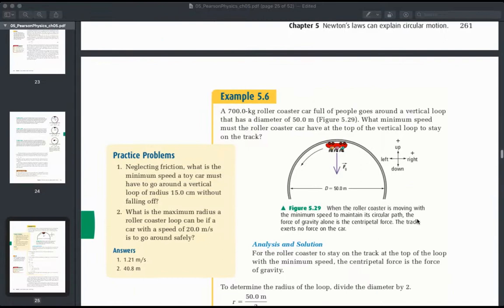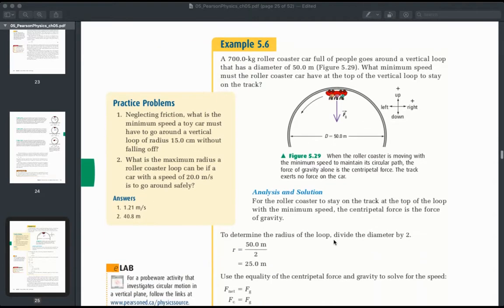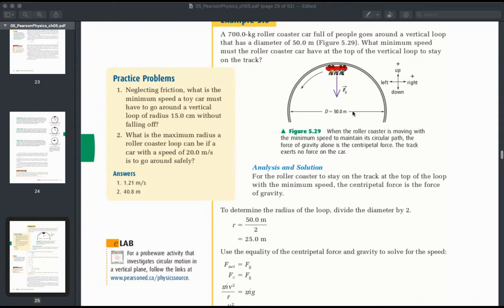So here's an example. A 700-kilogram roller coaster full of people goes around a vertical loop that has a diameter of 50 meters. What minimum speed must the roller coaster have at the top of the loop to stay on the track? Well, the minimum speed that's needed is if the centripetal force, the circular force needed, is matched by the gravitational force. That's the only force keeping you on, is the gravitational force.